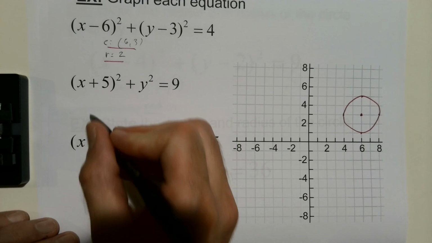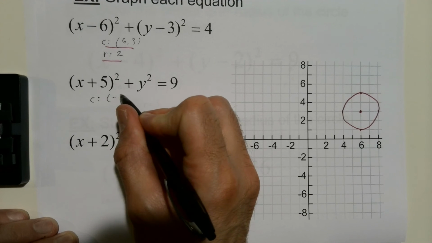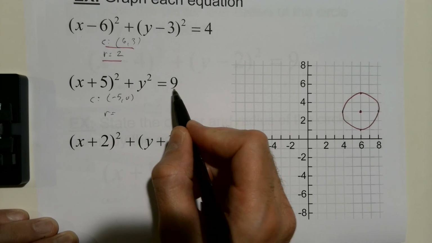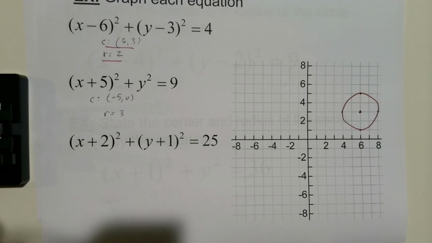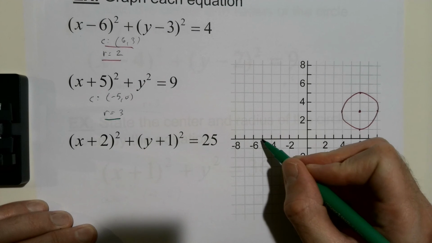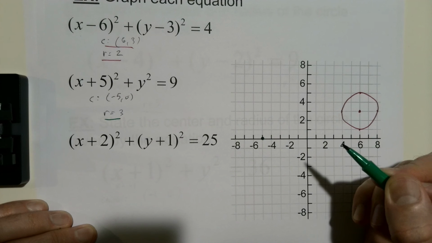Next one here, let's go ahead and point out that center. That's going to be the point -5 comma 0. Radius is square root of 9, which is 3. We'll go ahead and do that one in green. So I'll go back 5, and I'm not going to move up or down because the y coordinate of my center is 0, so I'll just plot my center there.